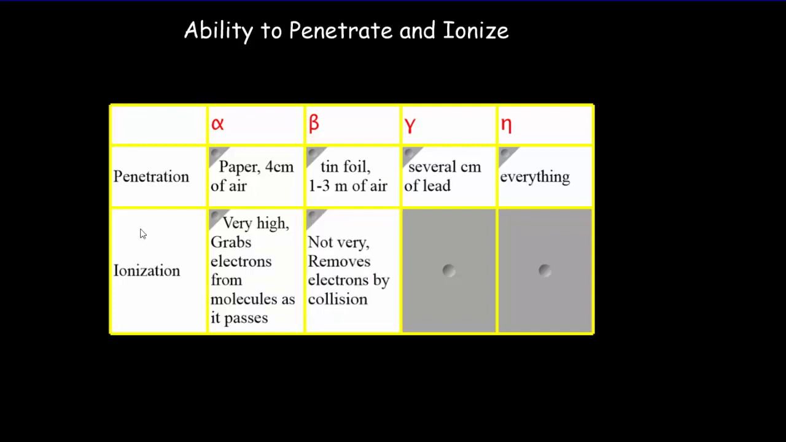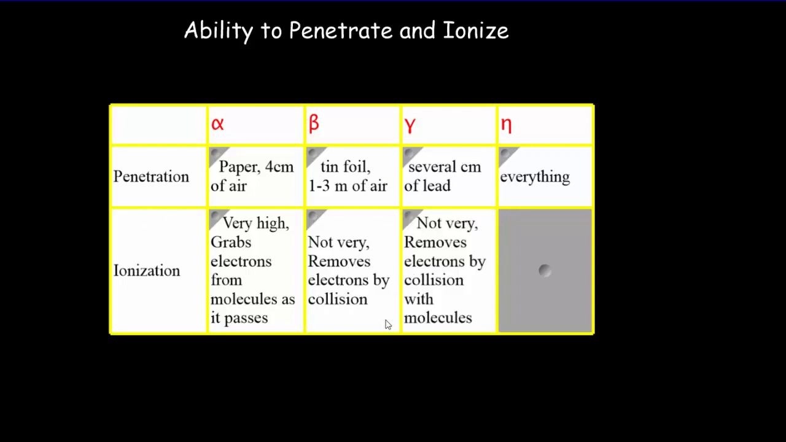The beta particle, not nearly so good at causing ionization. It has to collide with those molecules in order to deliver enough energy to knock an electron off. The gamma particles, even less ability to ionize. Once again, the gamma particles have to make quite direct collisions to deliver their energy and remove an electron. And the neutrinos have never been known to cause an ionization.